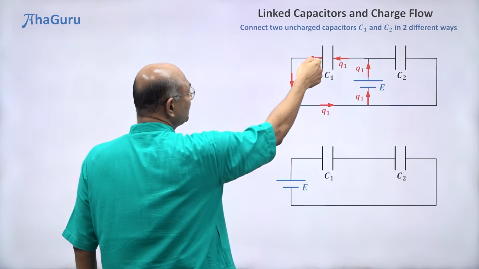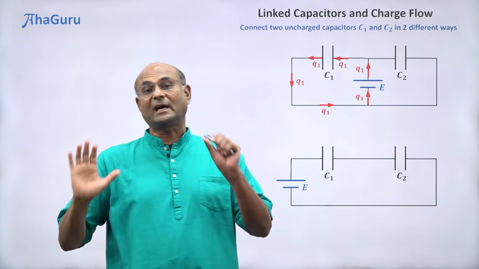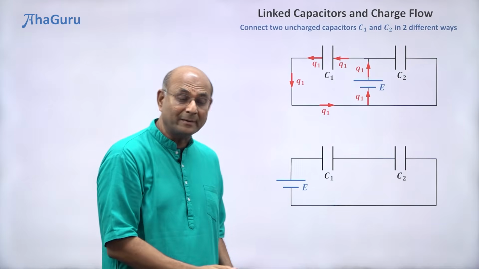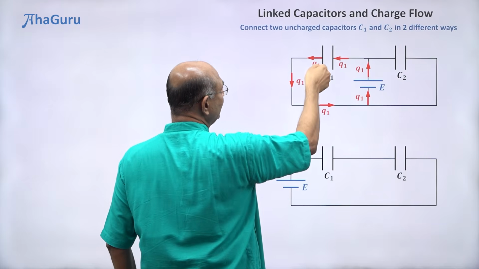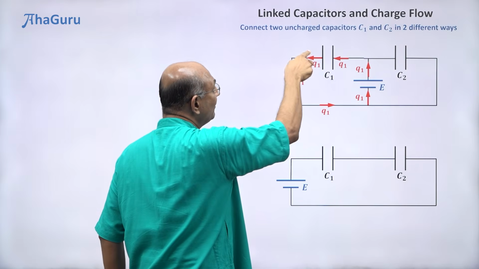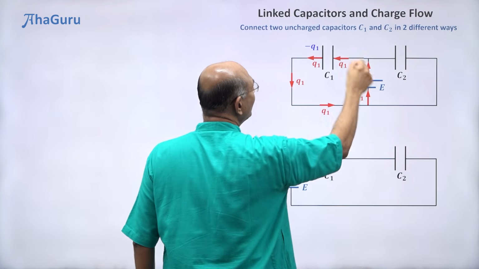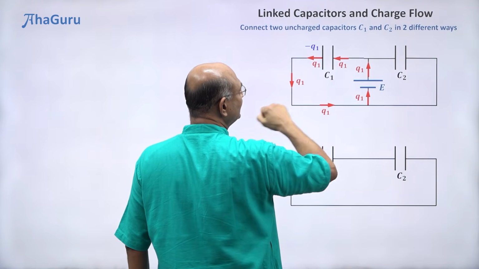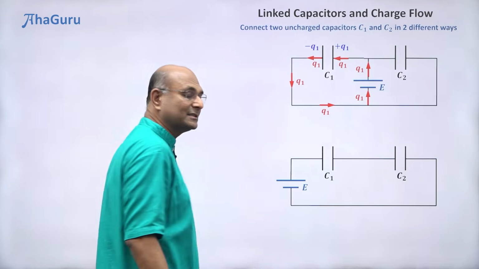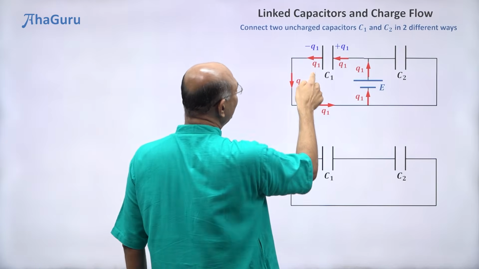Now, because Q1 is pulled out of this plate, and I'm going to assume that all the capacitors are initially uncharged, okay? I'm going to make that assumption. So, because it was initially uncharged and I pulled out Q1, this plate is going to now have a charge of minus Q1. And because this Q1 came and got deposited here and this was initially uncharged, now it's going to have a charge of plus Q1.